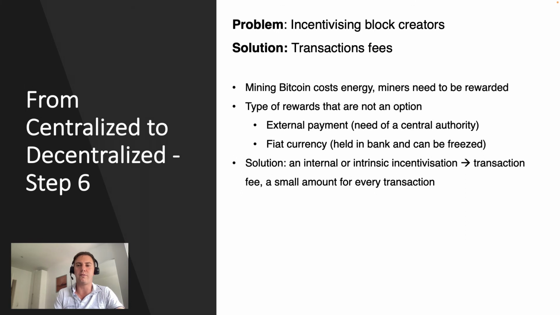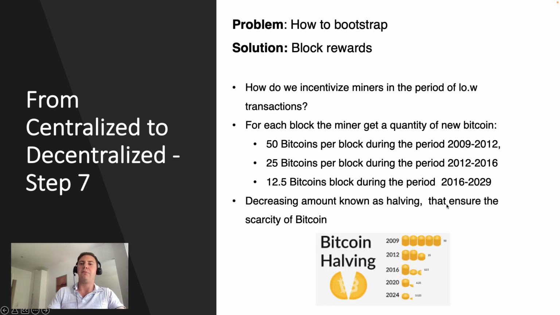An external payment will not work. Firstly, because we do not want a central authority to control it, and again, we don't want a central authority. Second, using fiat currency will not work either, because it is held in banks and banks can freeze the accounts. What will work is an internal or intrinsic incentive, like a transaction fee, a small amount of value for each transaction. This is the first way the system incentivizes miners.